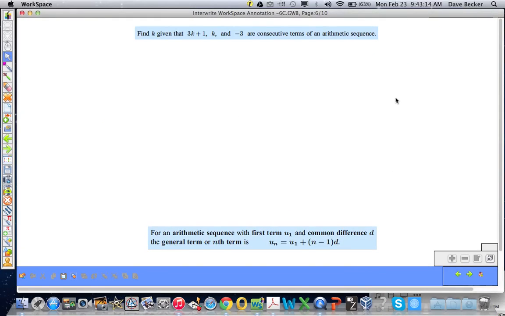All right, let's find K. Given that 3K plus 1, K and negative 3 are consecutive terms of an arithmetic sequence. So that means that 3K plus 1, and then K, and then negative 3 are part of an arithmetic sequence. And we don't know which term numbers they are. This could be the first term or it could be the millionth term. We don't know, and it doesn't matter for our purposes. We just have to find K.